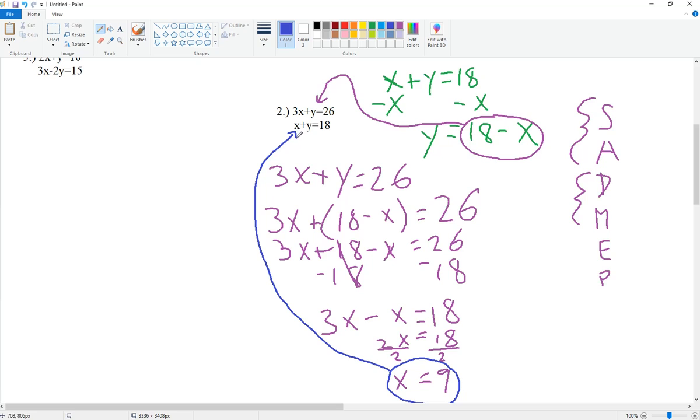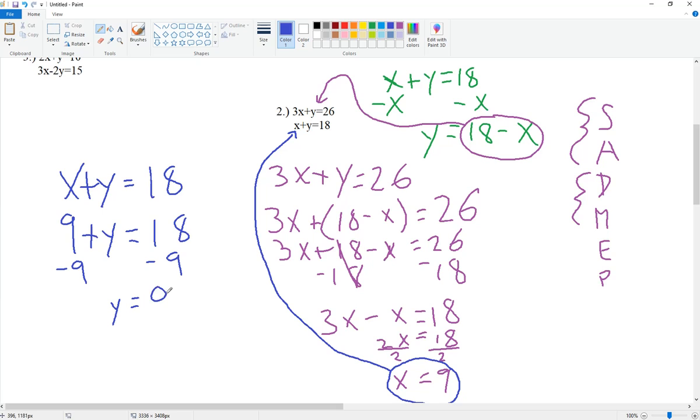It doesn't really matter. So if I have x plus y is equal to 18, I'm going to plug in the x for the 9 because I know it's 9 now. So 9 plus y is equal to 18. And then in order to solve for y, I need to minus 9 from both sides. So y is equal to 9. Oh, what do you know? So our answer for this is going to be 9, 9.